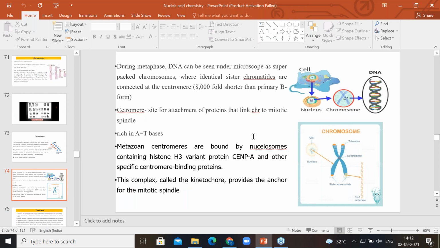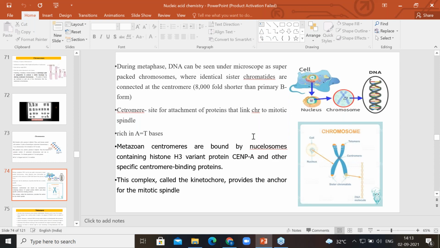So what happens during metaphase when the cell multiplies? During the metaphase, DNA can be seen under the microscope as super packed chromosome where identical sister chromatids are connected at the centromere. And what is centromere? Centromere is the site for attachment of proteins that link the chromosome to mitotic spindle.